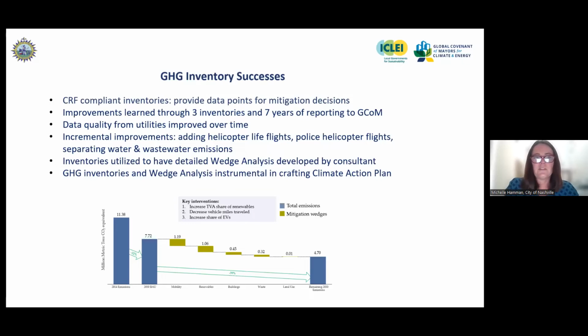I also want to add, in addition to the smaller parts like the helicopter flights and the septic test systems, the CRF only asks you to report on your significant emissions, which means that the combined emissions from all sources deemed insignificant should not exceed 5% of the reported emissions. So don't get hung up on the insignificant parts of the inventory, but just focus on the significant emissions.